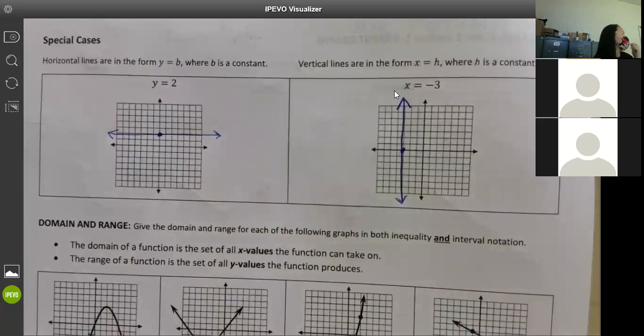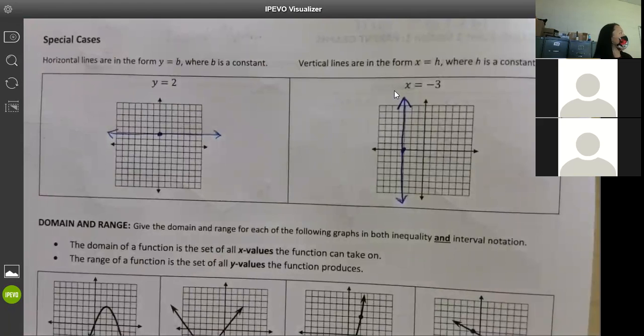Those are the ones that are the most missed. Everybody flips them around. So I try to relate them. Y equals means cross the y-axis. X equals means cross the x-axis. Okay? So don't forget that.